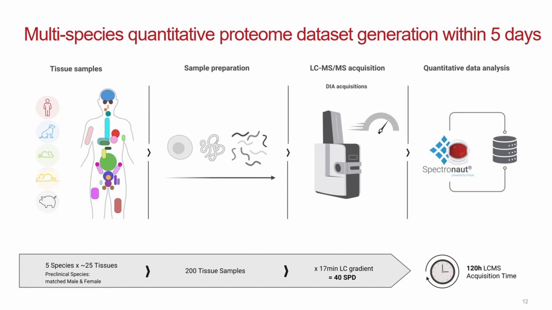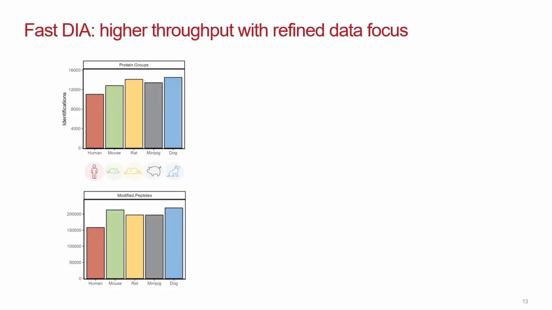This resulted in a total of 200 tissue samples that were measured with a 40 samples per day method. That means within just 5 days we acquired all samples. We were able to identify between 11 and 14,000 protein groups and between 160 and 220,000 modified peptides.